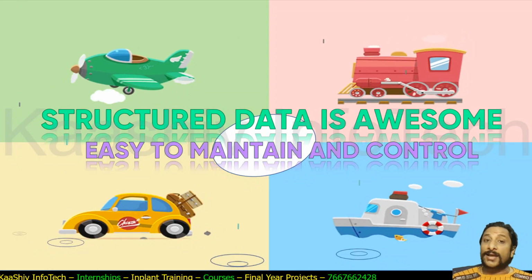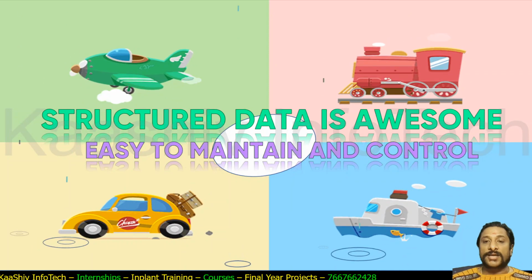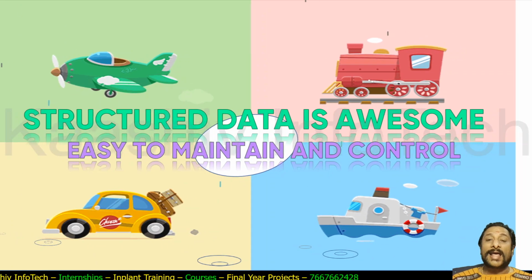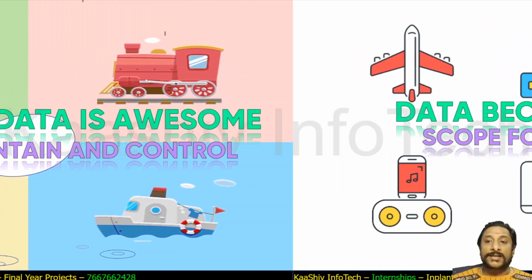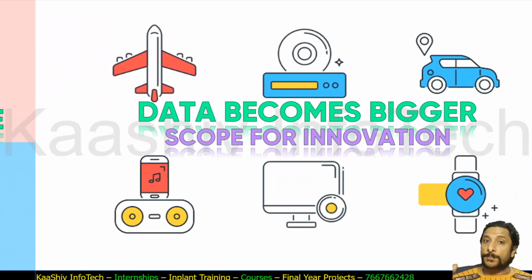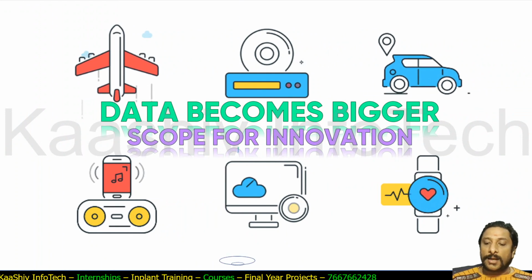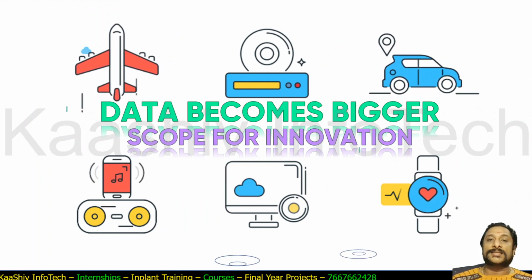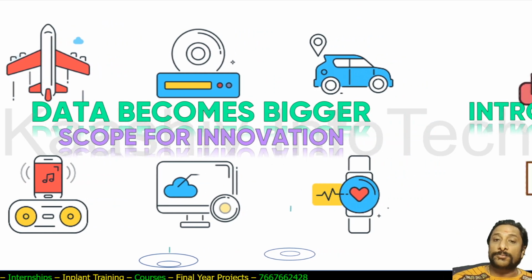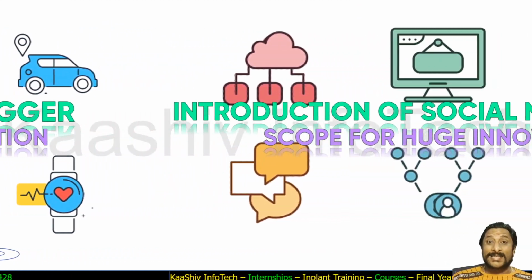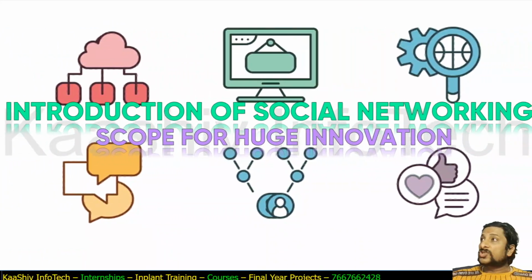The structured data is awesome, easy to maintain and easy to control, whereas this kind of real-time data is becoming a biggest problem. So over here we need some innovations. The data becomes bigger and there is a scope for innovation starts. And like over here from the real-time system we move to the next level where the social networking dominators.